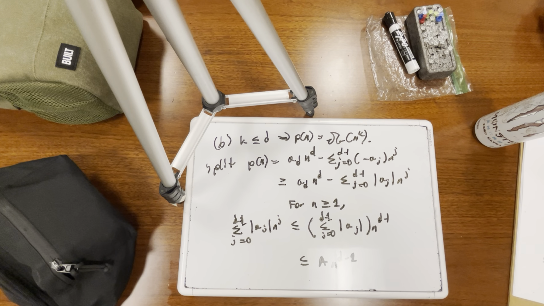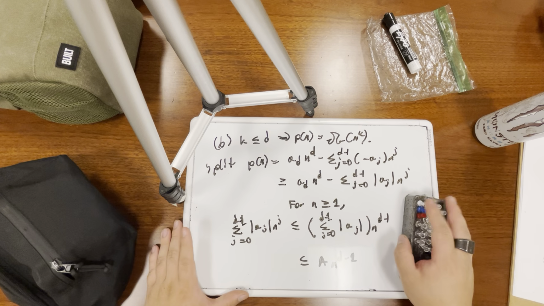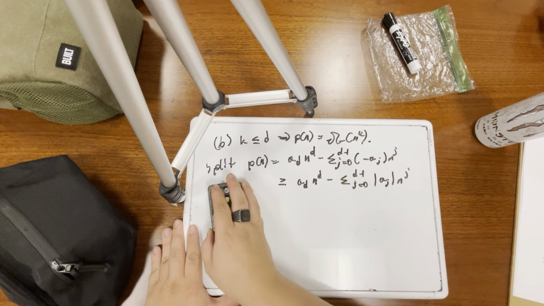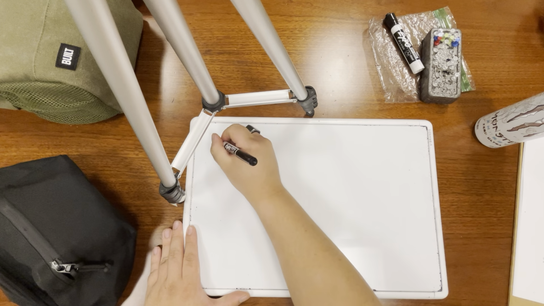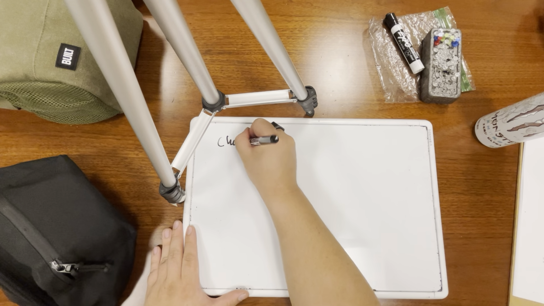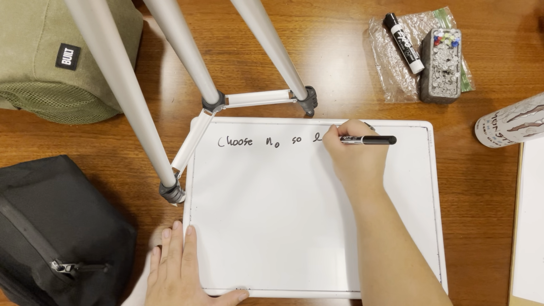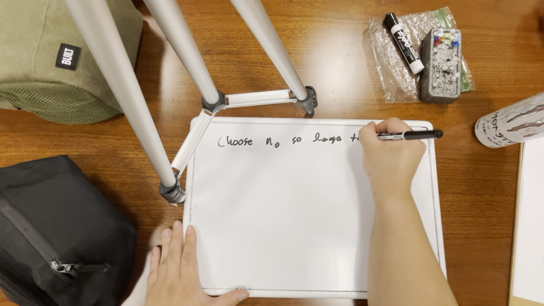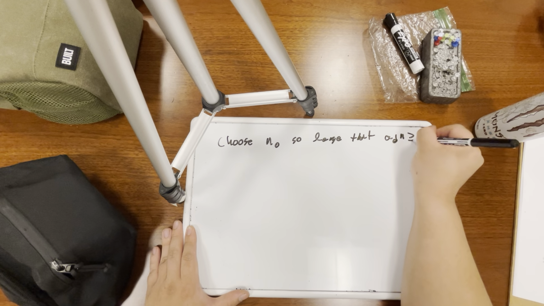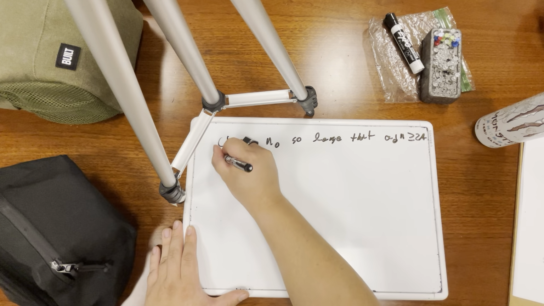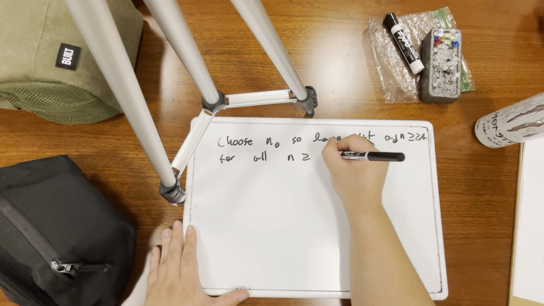So this is taking up a lot more board space than I anticipated, so just keep that in mind and we'll move on to the next part, which is to say, okay, let's choose n naught so large that a sub d times n is greater than or equal to 2A for all n greater than or equal to n naught.